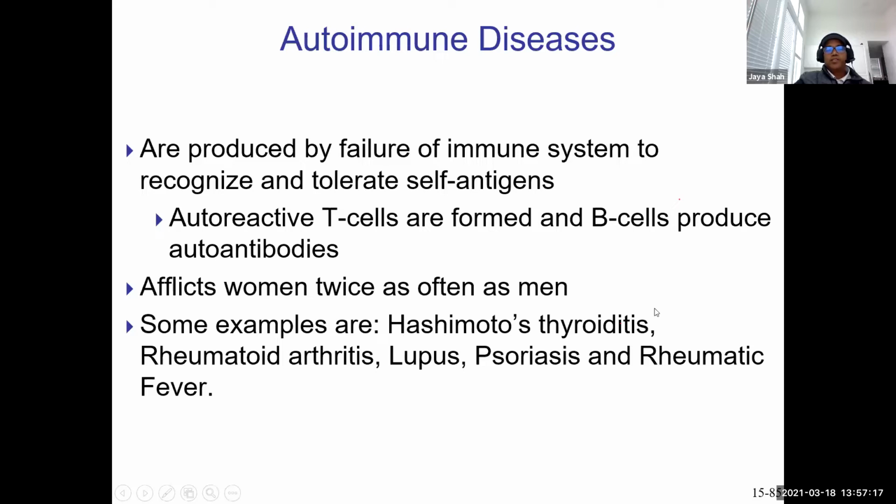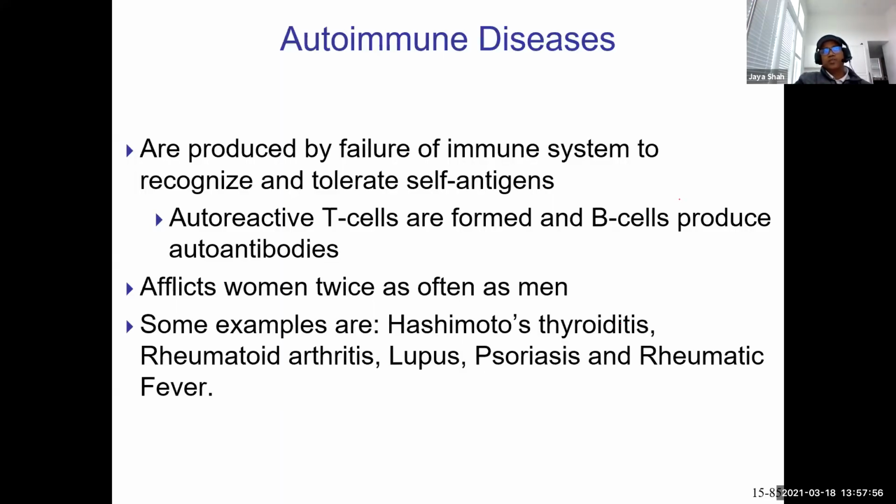You see here, Hashimoto's thyroiditis. This is the Japanese scientist who found it. That's why we call this thyroiditis by his name. Similarly, other examples are rheumatoid arthritis, lupus, psoriasis, rheumatic fever. In lupus, your body makes your own antibodies against your own DNA. In psoriasis, you make antibodies against your own skin cells, and that's why your cells are dividing by mitosis very fast. So these are the autoimmune disorders.